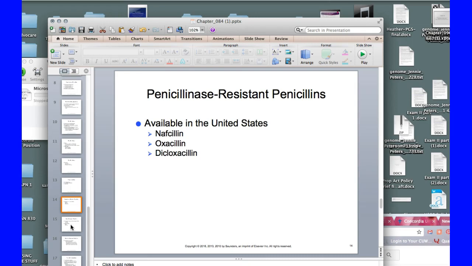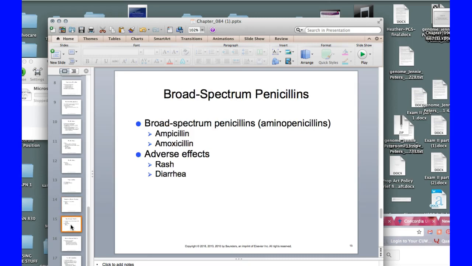So first penicillin came out, and then they came out with these: nafcillin, oxacillin, and dicloxacillin, which still work, but they don't work for MRSA, and they don't really work for gram-negative. So although they still work, they work really with just your run-of-the-mill gram-positive bacteria. They're not given as much, though.